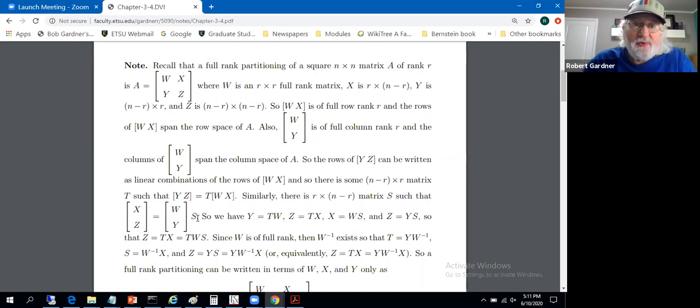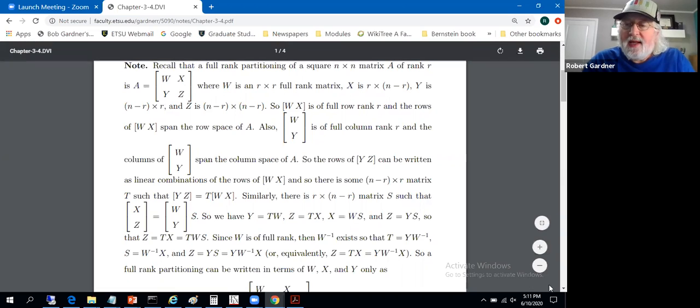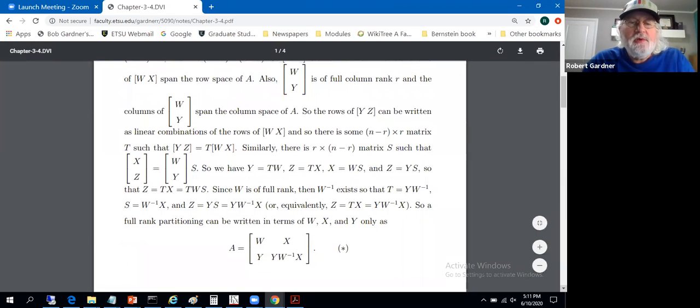Give me specific matrices and numbers, and I suspect we can compute these things, but we're going in a different direction. All right, so let's see what that implies about relationships between the W, X, Y, Z parts.